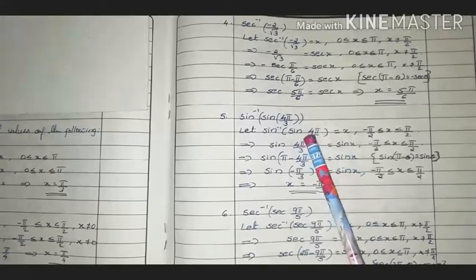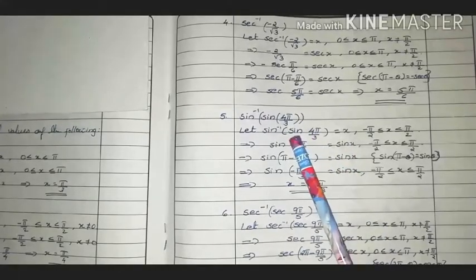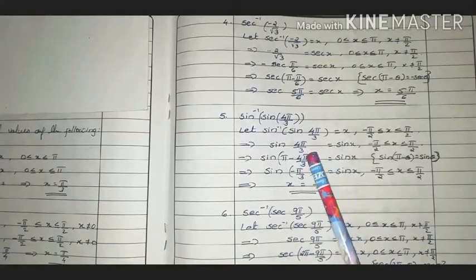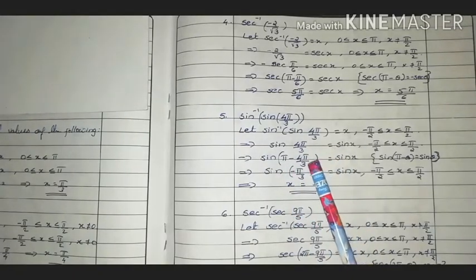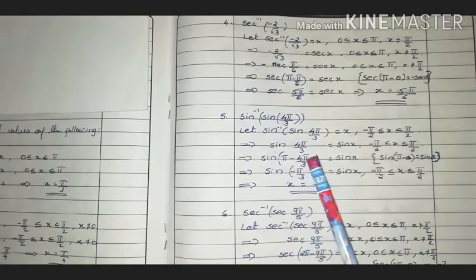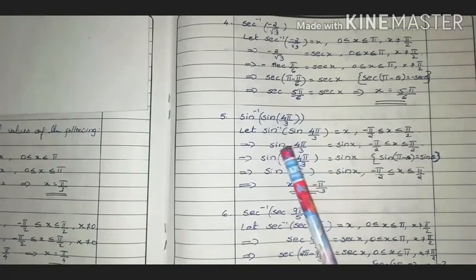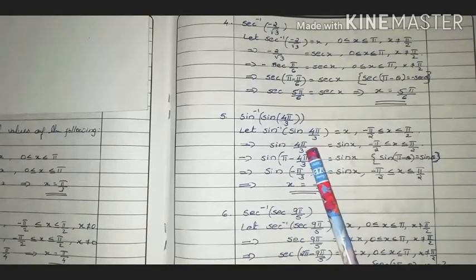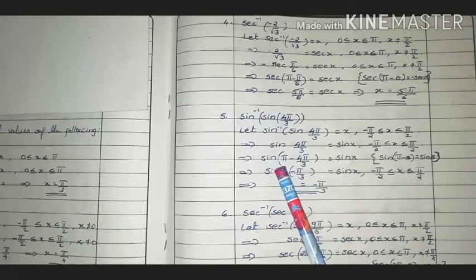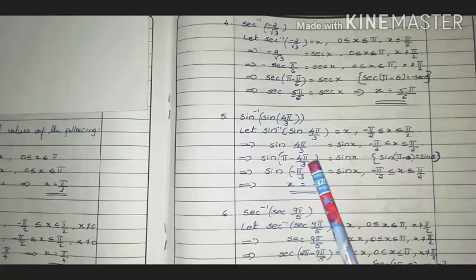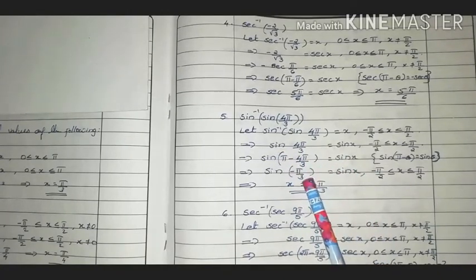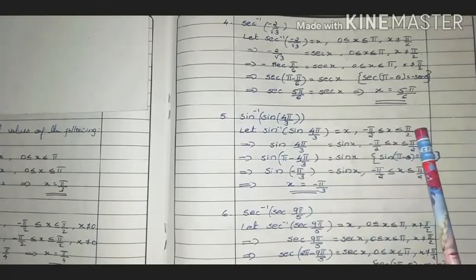Then instead of this 4 pi by 3, we know that sine pi minus theta is equal to sine theta itself. If you take that one, sine pi minus 4 pi by 3, we can write instead of sine 4 pi by 3. So sine pi minus 4 pi by 3 is equal to sine x. And we know that pi minus 4 pi by 3 is minus pi by 3. That's from this interval.